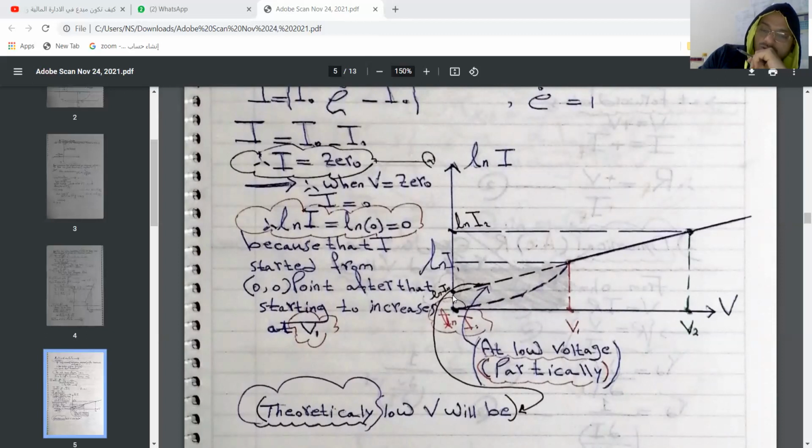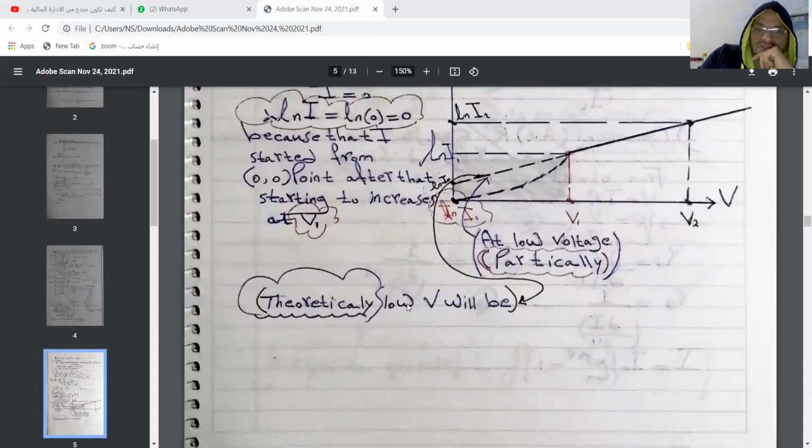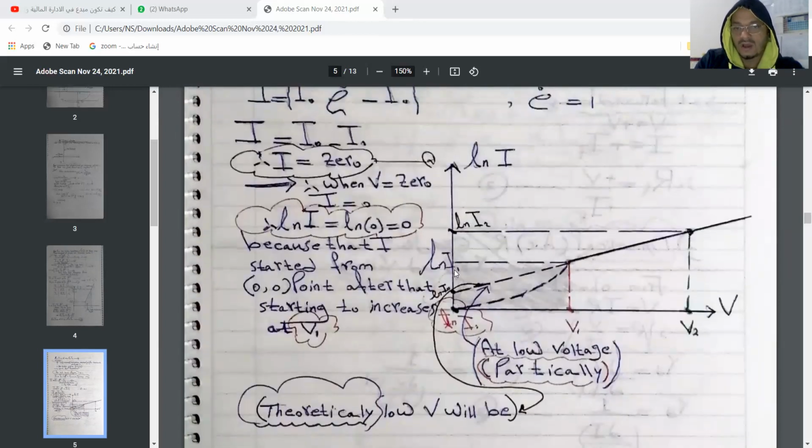Ln I naught will be bigger than 0, because I start from the 0 point, like I said before, and after that it starts to increase at V1. Here, theoretically, the curve will start from this point, ln I0, but typically we'll start from 0, 0. Here are ln I1, ln I2, V1, V2.